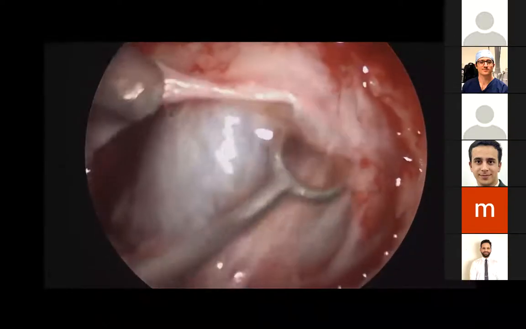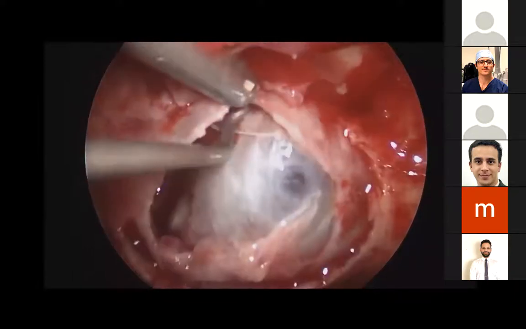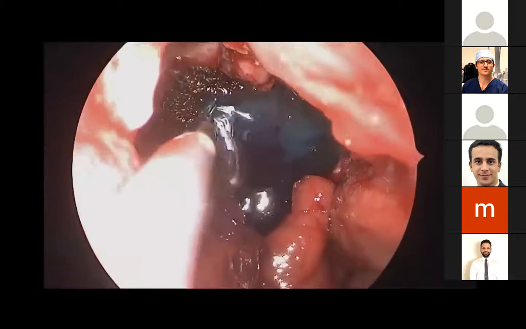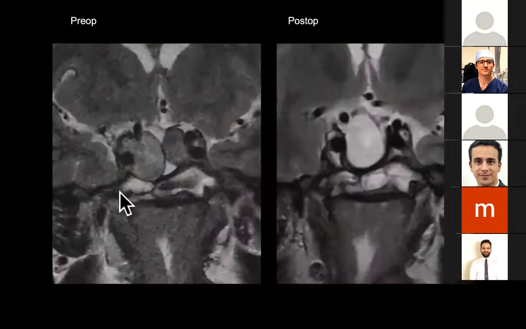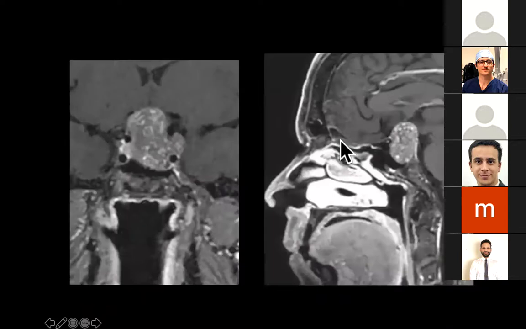That's looking at the other side and making sure there was a small CSF leak, but we just placed a free mucosal graft. And this is the postoperative result. So we ended up giving gamma knife to both cavernous sinuses. I think there's a little bit of residual here, but overall it looks better.